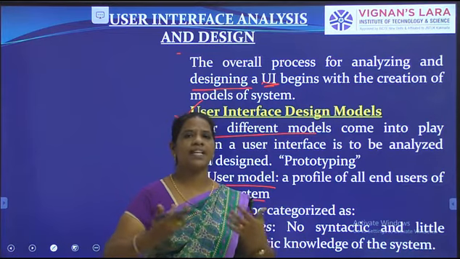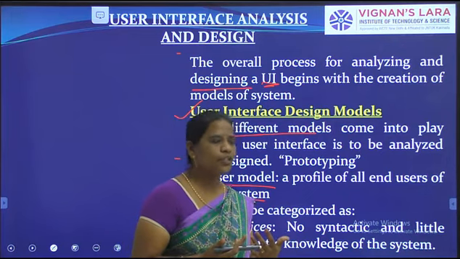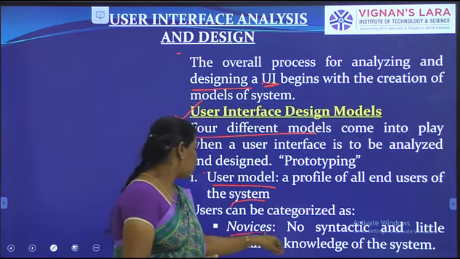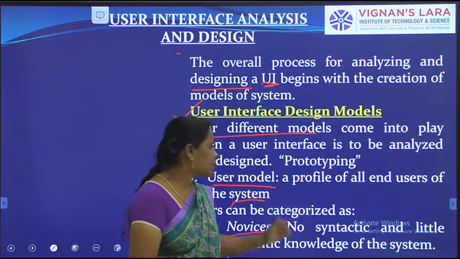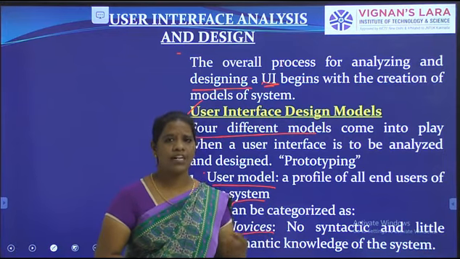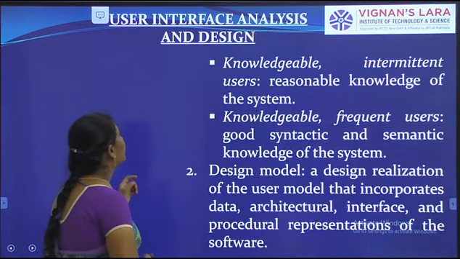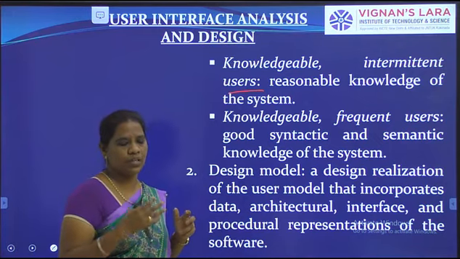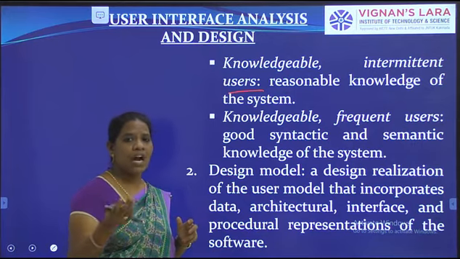How are the users categorized? Because we have so many users. What are those? The first one is novices: no syntactic and little semantic knowledge of the system. Those who don't have knowledge of the system, or have only a little knowledge, are one type of user. The second is knowledgeable intermittent users. They have knowledge of the system. What is the system, what things will be there, what is the software, what is the hardware, they know about that.